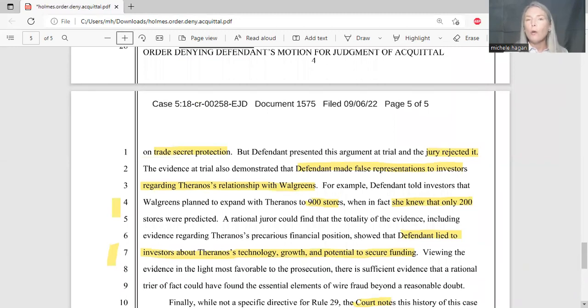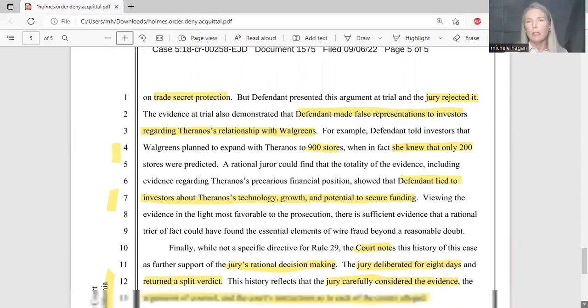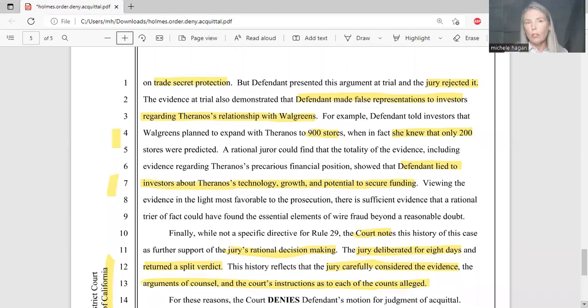The evidence at trial also demonstrated that Holmes made false representations to investors regarding the relationship with Walgreens. Remember the rollout? There were representations made that they were going to be rolling out 900 stores when in fact she knew, it says right here, she knew that only 200 stores were predicted. And also, you see here lines 6 and 7, Holmes lied to investors, not half-truths. Holmes lied to investors about Theranos technology, growth, and potential to secure funding.